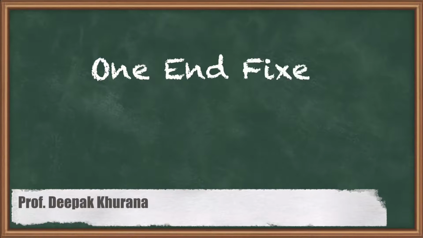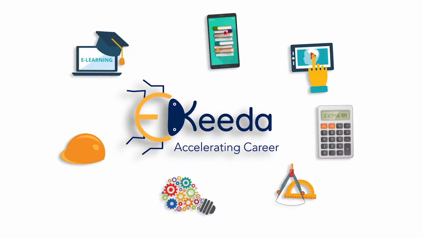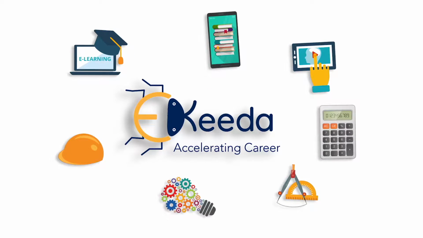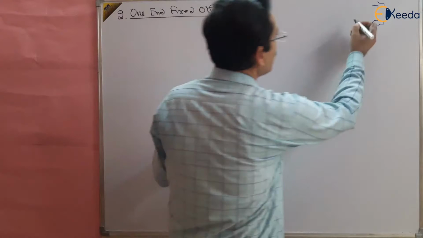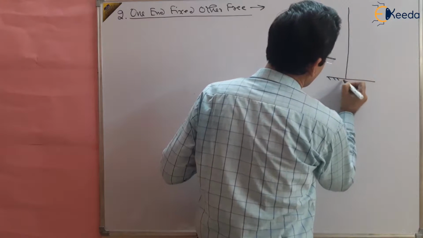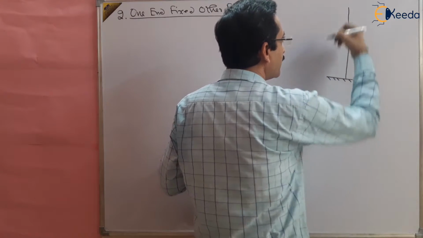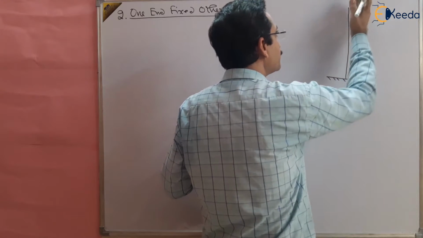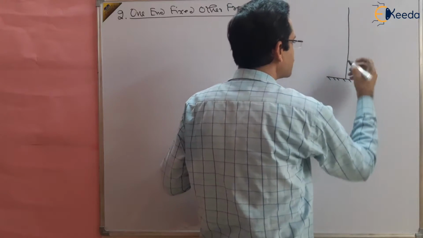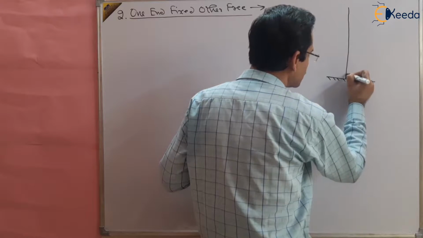Hello students, in this session we are going to study Euler's theory of column, the one end fixed and other end free. So we have another case, this is our column in which one end is fixed and the other end is free, and you know that when one end is fixed and the other is free, there is some deflection in the axis, and there is bending, and there is zero slope at this point. That's why you will see it like this.